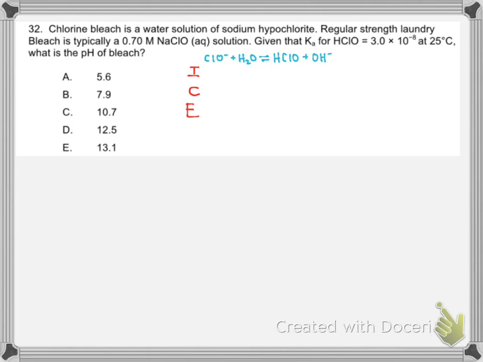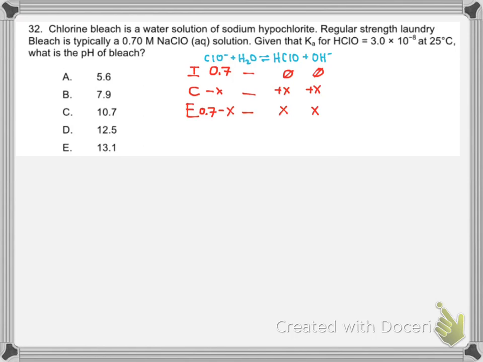So let's plug in the information we have. We have 0.7 molar ClO-. We don't care about water in these tables. This is 0. This is 0. The change will be minus x. Over here, plus x and plus x. 0 plus x is x. 0 plus x is x. And this is going to end up being 0.7 minus x. So that's half of our ICE adventure.